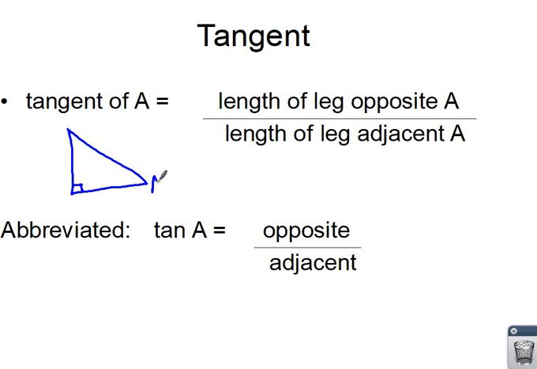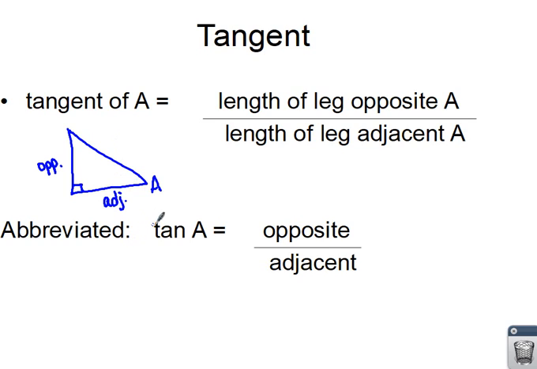So if you have a right triangle, we'll just draw one in here, and we'll say this is angle A. That's the one we're talking about. Then the leg opposite A is over here, so we'll put opposite here. And the leg adjacent to A is the one that's right next to it. The hypotenuse is not used in tangent. So pick out your hypotenuse and ignore it if you're doing tangent.